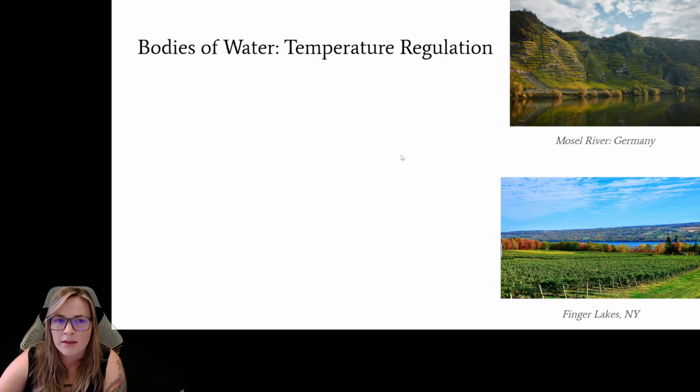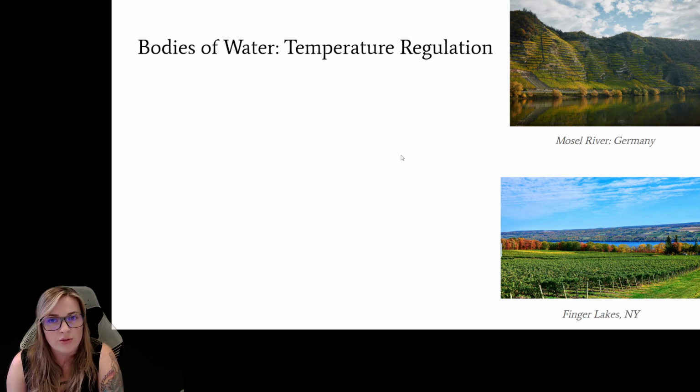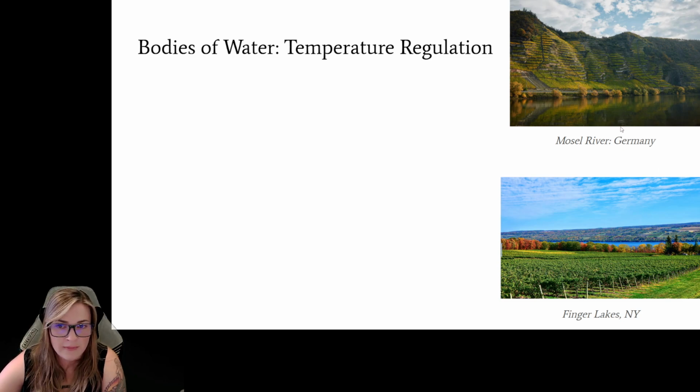Perfect. Bodies of water. So water is really cool because it works as a temperature regulator. A lot of the famous winemaking regions of the world are tied to a body of water or some other way to moderate their temperature. So we have a couple different examples of this. We have the Mosel River in Germany, and you can see there are really steep slopes located right next to this very large body of water, this river that flows through the region.